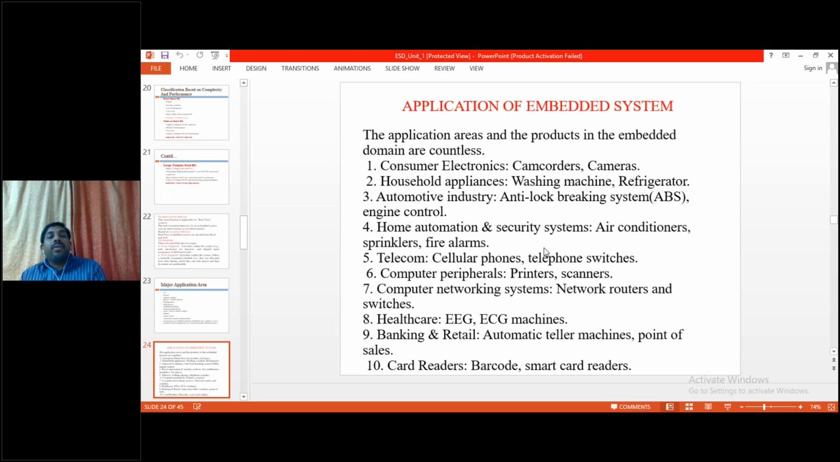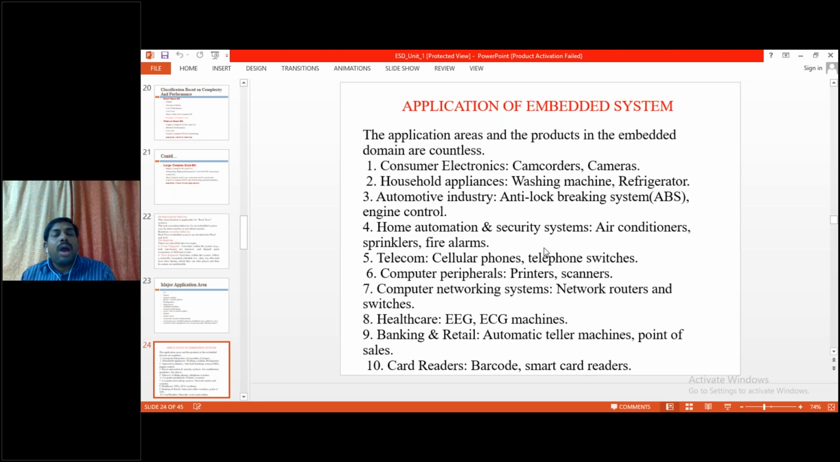Under consumer electronics, we have seen examples like camcorders and cameras. Similarly, under household appliances, it is washing machines and refrigerators. Under the automotive industry, it is the anti-lock braking system. Under home automation and security, it is the air conditioning system. Under telecom, it is cellular phones and telephone switches. Under computer peripherals, printers and scanners. Under computer networking, network routers and switches. Under healthcare, EEG and ECG. Under banking and retail, ATM machines. Under card readers, barcode and smart card readers.